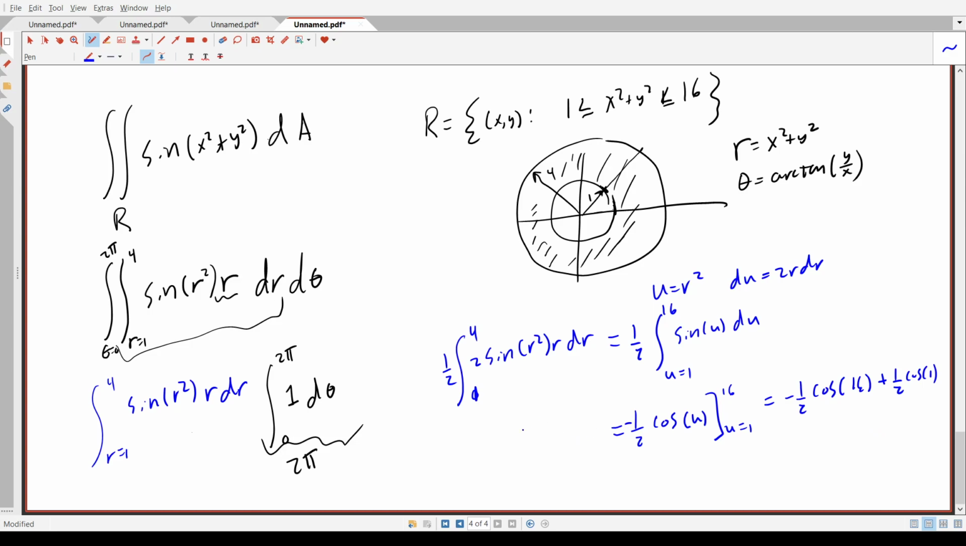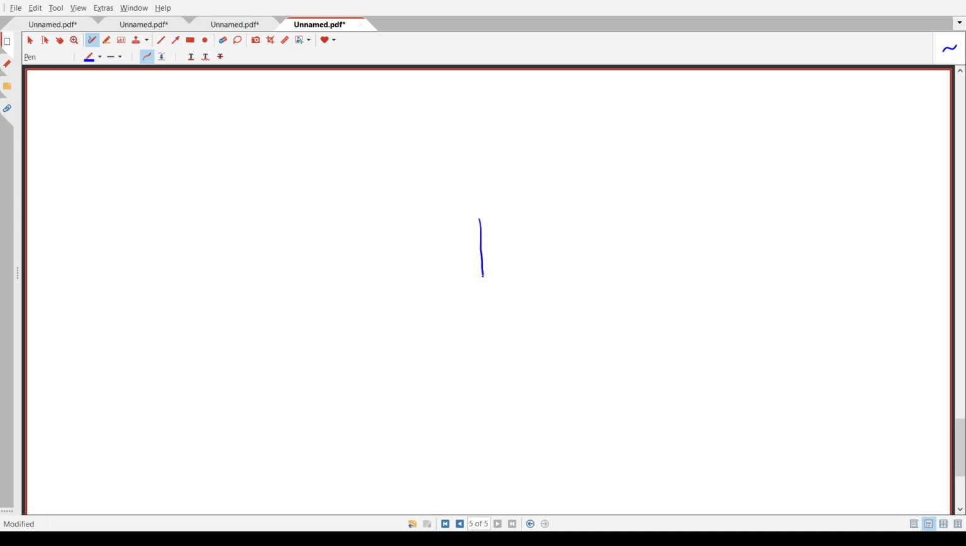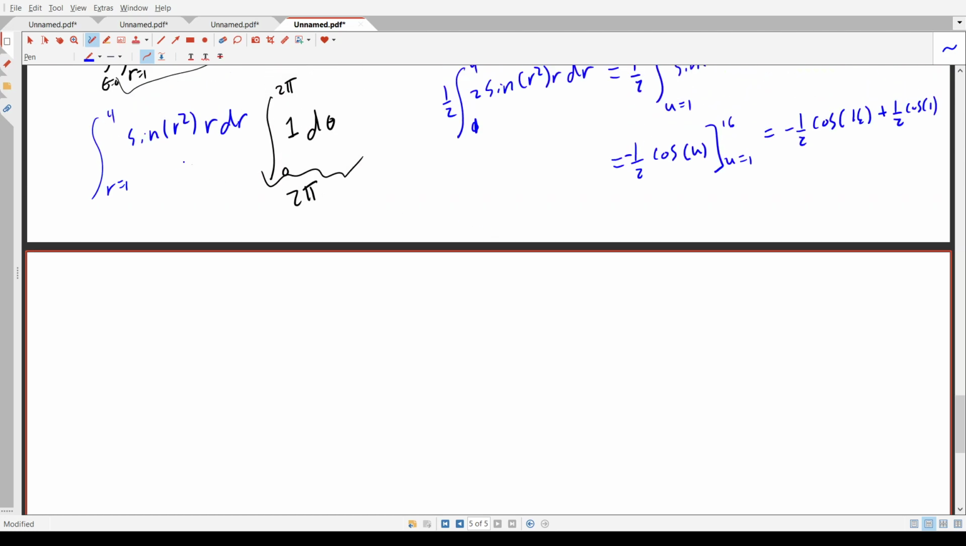Okay, so altogether, when I multiply these two together, I end up with 2 pi times, actually I can factor out the 1 half, times 1 half times minus cosine of 16 plus cosine of 1. Okay, those two cancel, and that's going to be my final answer. I'll leave it like this.